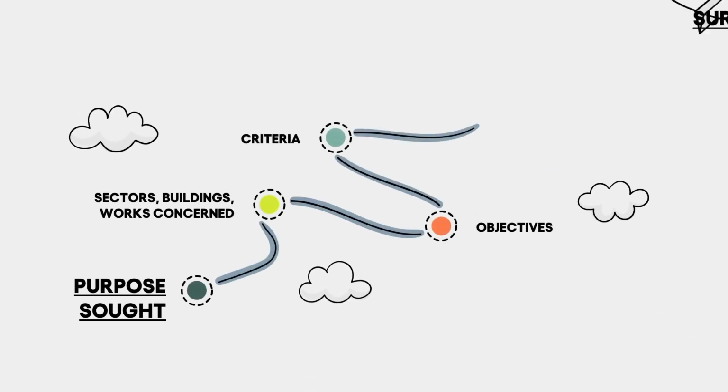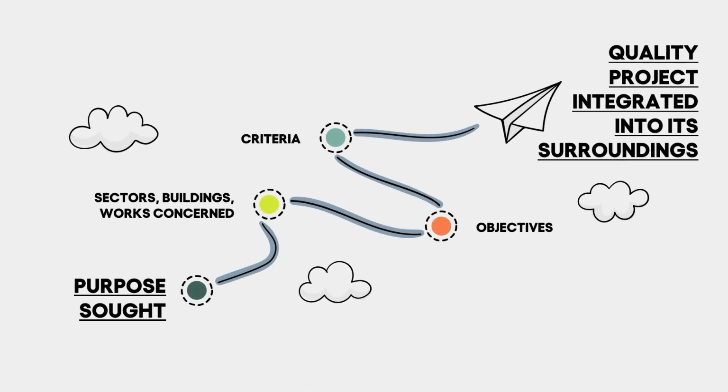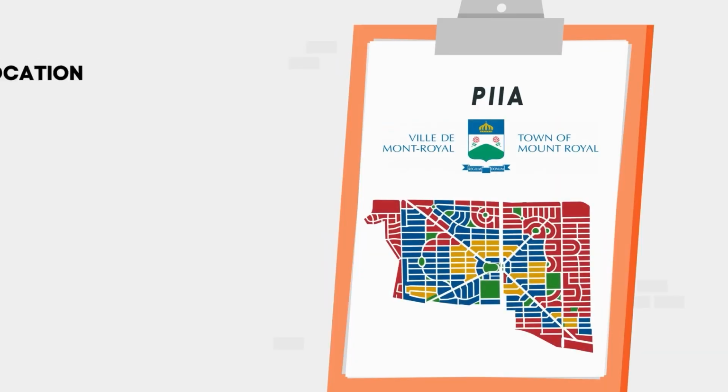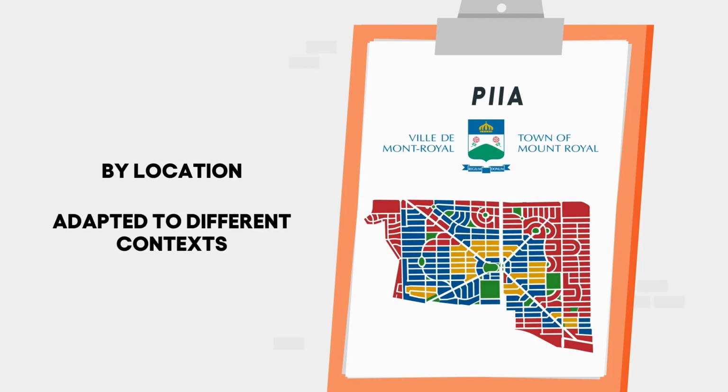This process ensures quality projects that are integrated into their neighborhood and that maintain and enhance the living environment of the Town of Mont-Royal. The objectives and criteria are defined for each zone. They therefore differ according to location and can be adapted to different contexts.